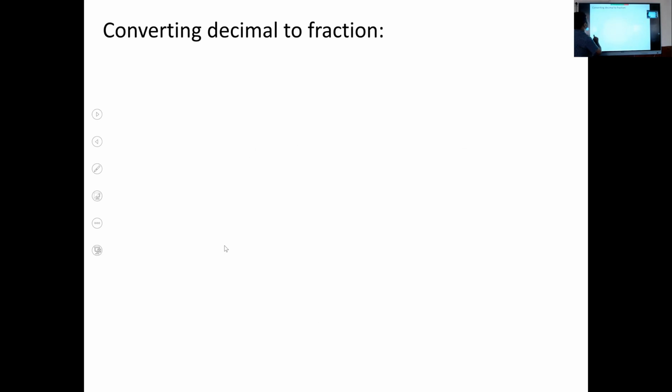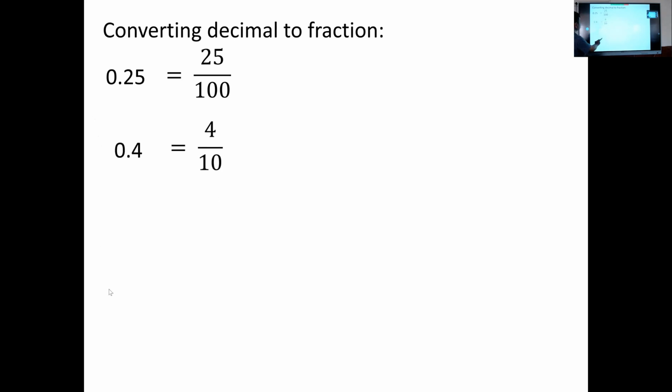So for converting decimal into fraction, we have a decimal number 0.25, and yes, we can write this as 25 out of 100. We have a decimal number 0.4, and we can write this as 4 out of 10. We have a decimal number 0.23, and we can write this as 23 out of 100.